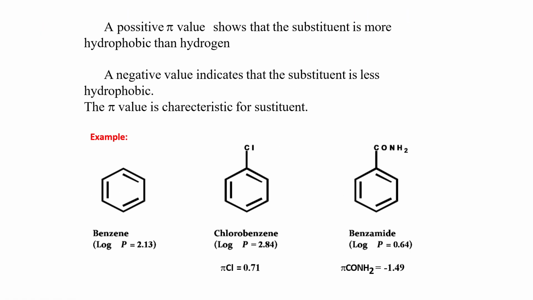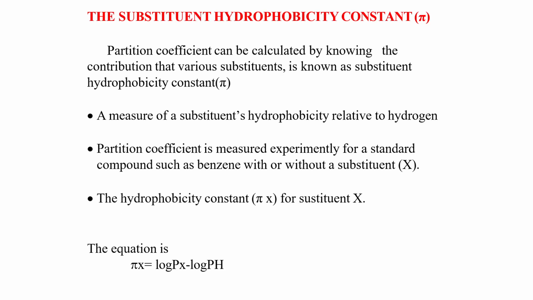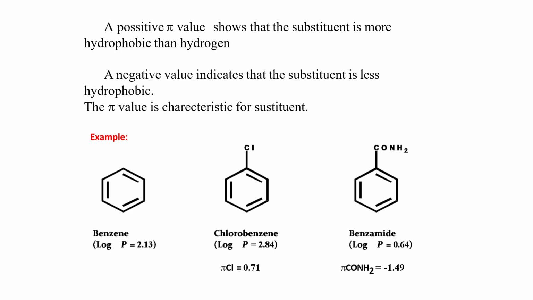Now, a positive pi value for the substituent shows that the substituent is more hydrophobic than hydrogen. If a positive pi value is obtained after solving the equations, it shows that the substituent is more hydrophobic than hydrogen. A negative value indicates that the substituent is less hydrophobic. The pi value is characteristic for the substituent, which will give the nature of the substituent.